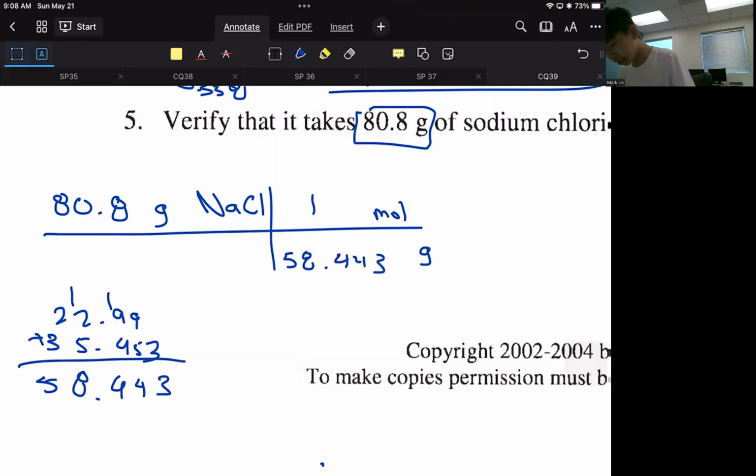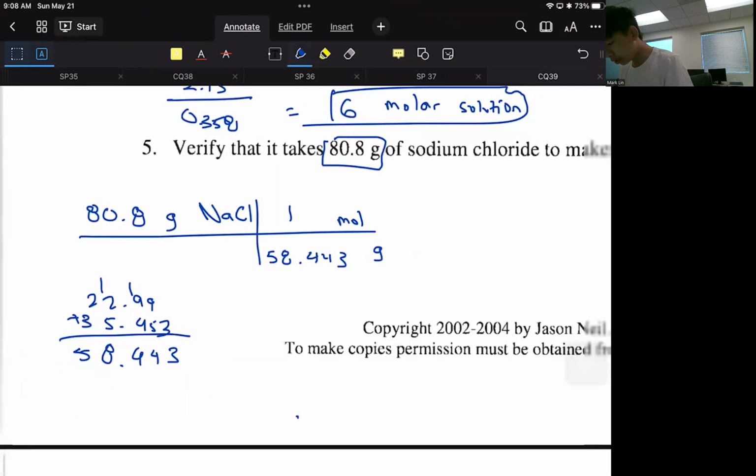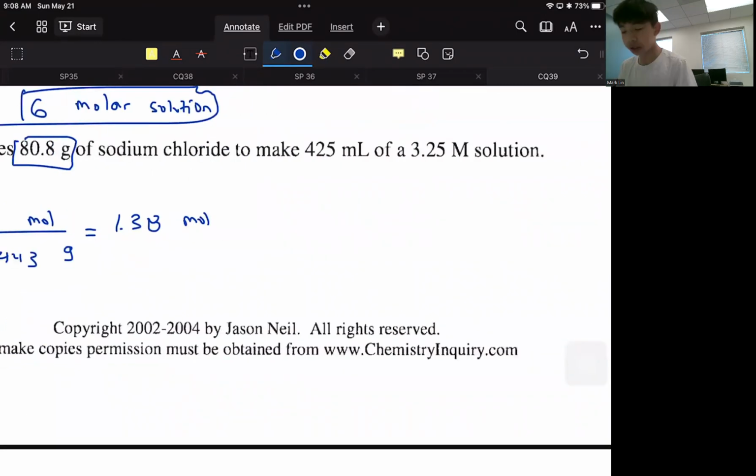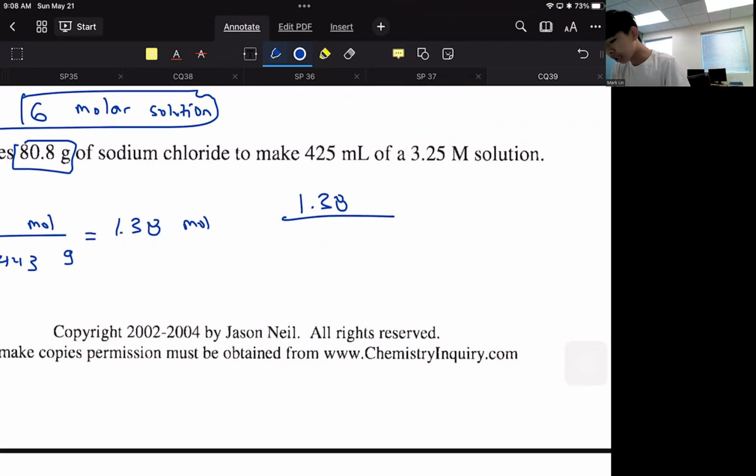But I assume you guys know what I'm talking about. So to get to moles, you divide this out, and you're going to get 1.38 moles. And same thing for molarity, you just divide 1.38 moles of solute over the liters of solution. In this case, it's 425 milliliters. You do the trick where you move it 3 decimal places, so 0.425, and this will give you a 3.25 molar solution.